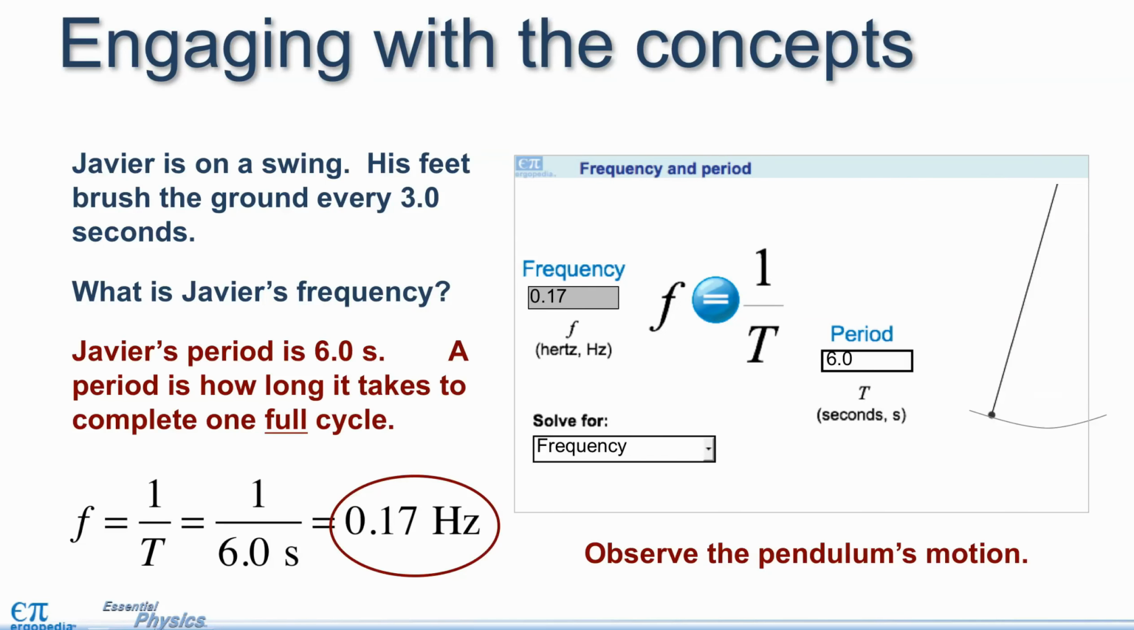Okay, so a period is how long it takes to complete one full cycle. And so here, then, 1 over 6 seconds, or in other words, the kid on the swing is essentially oscillating back and forth. You could think of it as basically 0.17 of a full cycle per second. So that means that it should take 6 full seconds to complete one oscillation.